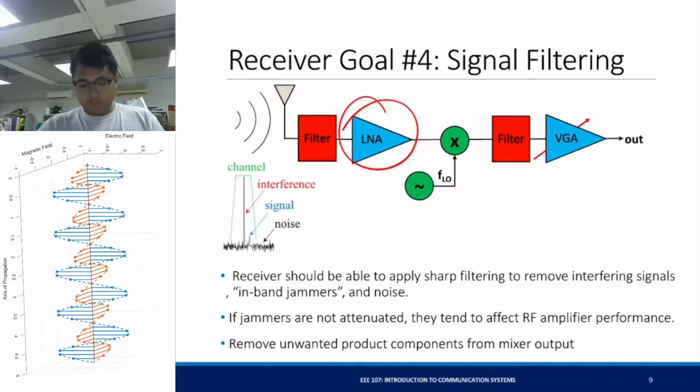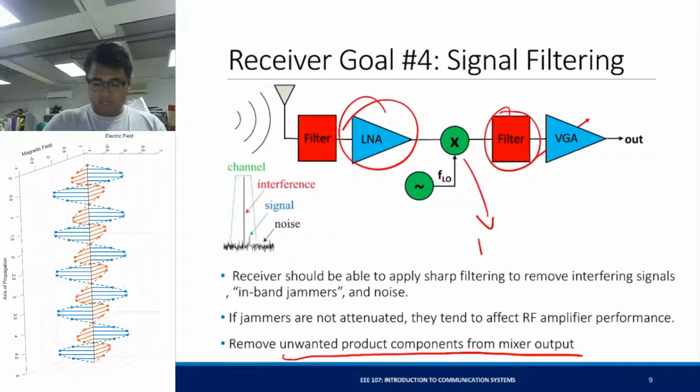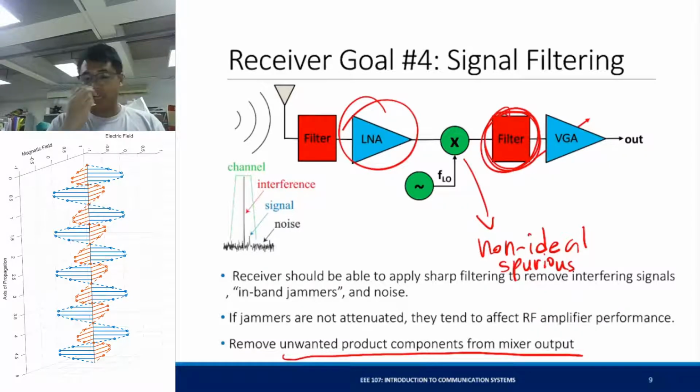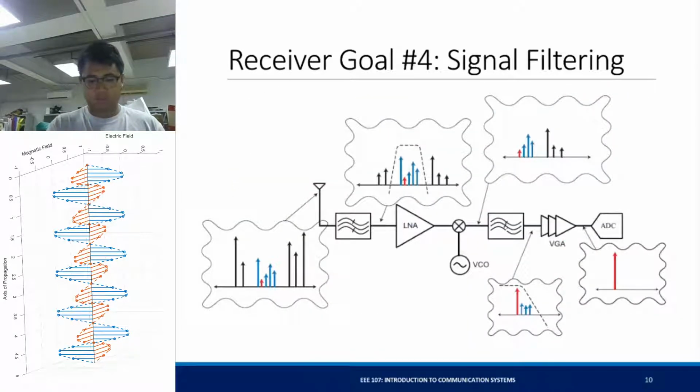Also, the filter is used to remove any unwanted products from the mixer output. This mixer could be non-ideal. It could produce spurious signals, and we need to filter them out so that we have a cleaner signal at the output, at the input to your variable gain amplifier. So this is how it works.